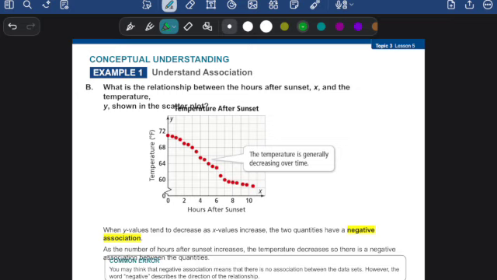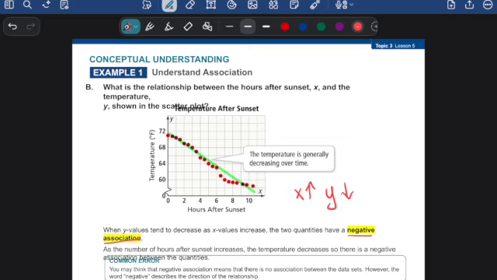In this data set, the temperature after sunset, you can see that as the time increases, the temperature is decreasing. So they're going in opposite directions. As x is increasing, as my inputs increase, then my outputs will decrease. This is called a negative association. Again, if we look at the slope of that line, it is a negative slope. So negative slope gives us a negative association.